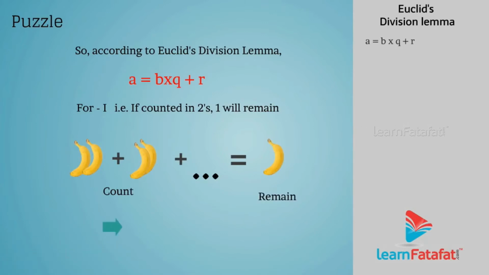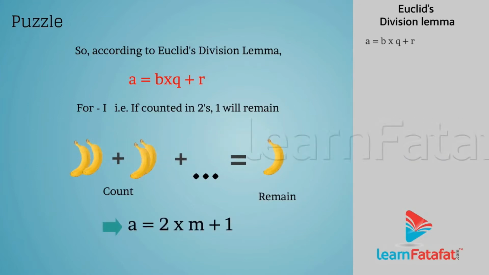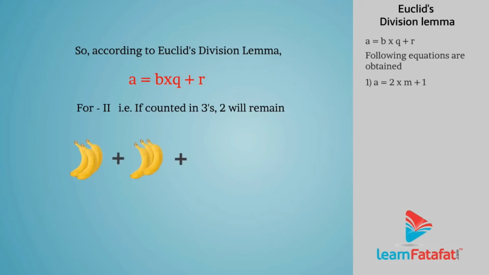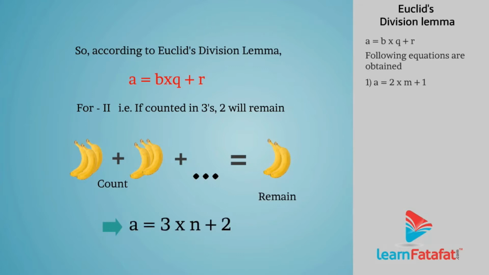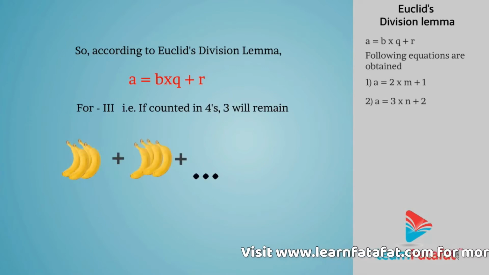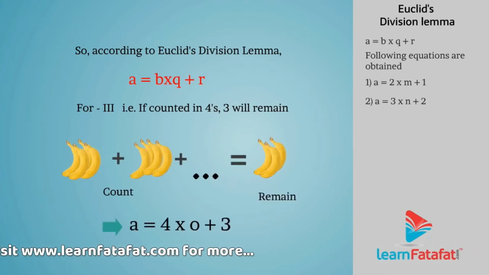So, by applying Euclid's division lemma, we get A is equal to 2 into m plus 1. If bananas are counted in 3s, 2 will remain. So, we get A is equal to 3 into n plus 2. If bananas are counted in 4s, 3 will remain. So, we get A is equal to 4 into O plus 3.